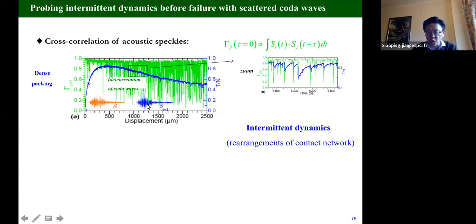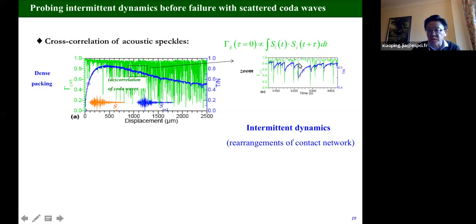To do so, we just look at the correlation function. If the contact network remained intact, of course, for a small shear displacement, these coda waves should not change. So it should remain correlated with a value near one. However, the change should produce a decorrelation of these multiply scattered coda waves. So this is what I show here for the dense packing, which illustrates intermittent dynamics likely associated, as I mentioned, with the contact network change, or the change of the grain position, as this zoom shown here.